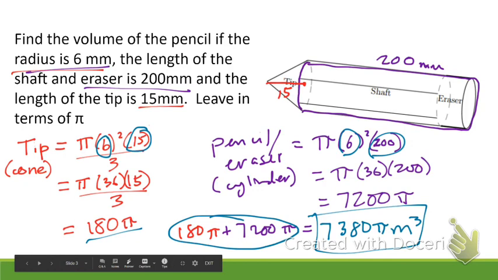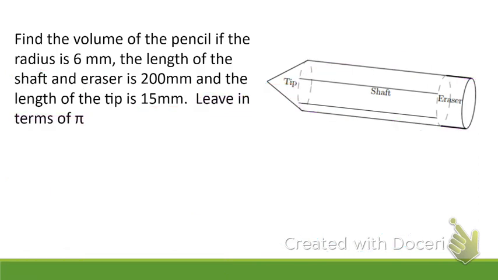And then I'm going to add them both up, because that's what we're doing. We're finding the volume of both shapes. We're going to add them up, and our final answer is 7,380 pi millimeters cubed. Okay? And it says to leave it in terms of pi, so that's why I'm not multiplying out and getting a decimal. That's my final answer. All right, let's move on to the next problem.